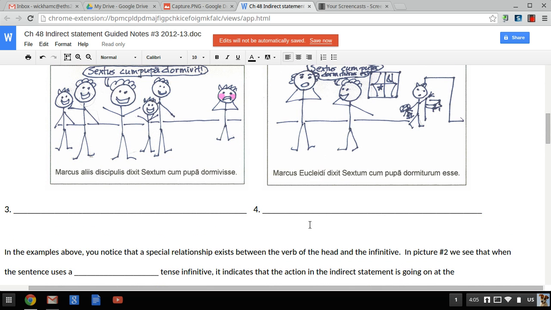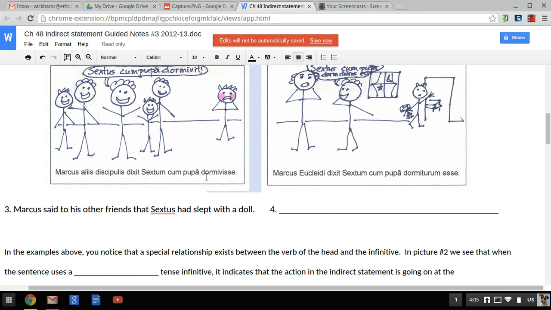All right. The next picture we've seen before, but again, we've changed the tenses a little bit here. So Marcus said to his other friends that Sextus had slept with a doll. You see what I did here. So now we have dixit, perfect tense, and we had encountered also a perfect infinitive, a perfect active infinitive. But I changed the tense of the perfect active infinitive to had slept when I put it in the indirect statement. We'll have to talk about why that is in a little bit here.